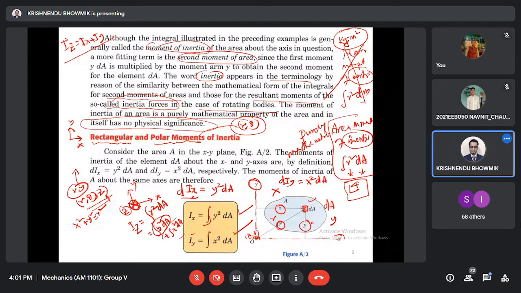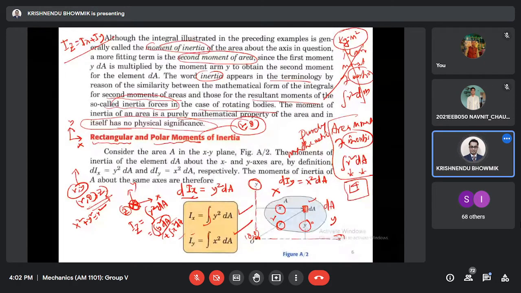Just a mathematical expression. Once again I want to say, in Cartesian coordinates I have x and y coordinates. For the elemental area dA, the distance from the x axis is y, from the y axis it is x. And from the zero point O, the distance is r. r square equals x square plus y square. This r is basically the hypotenuse of the right angular triangle.